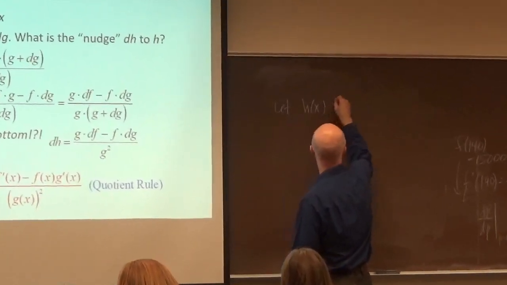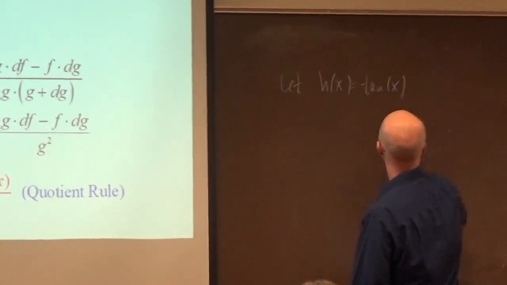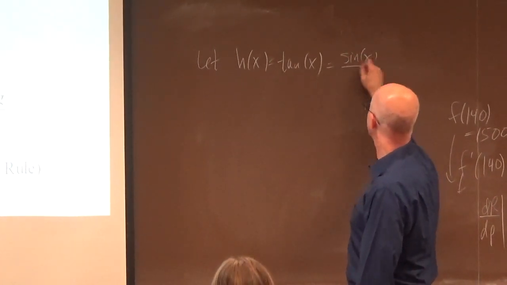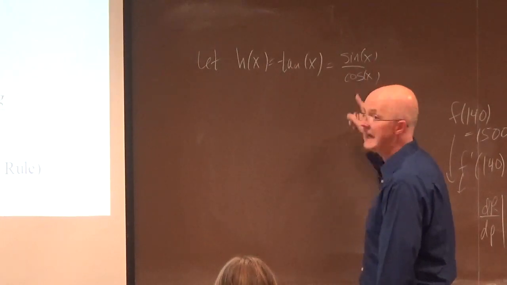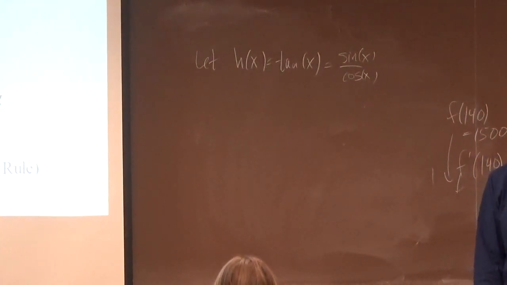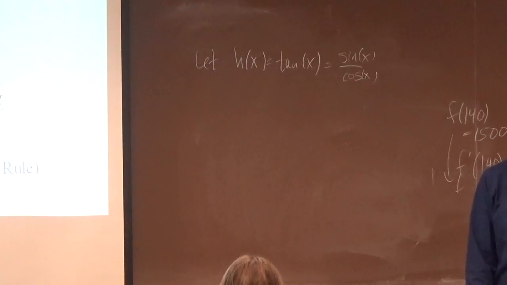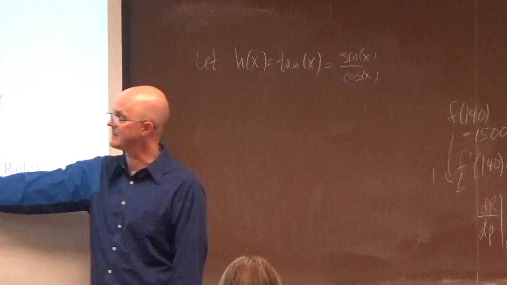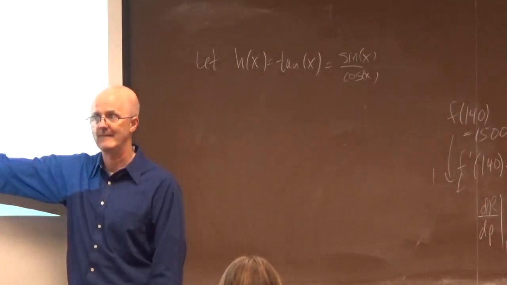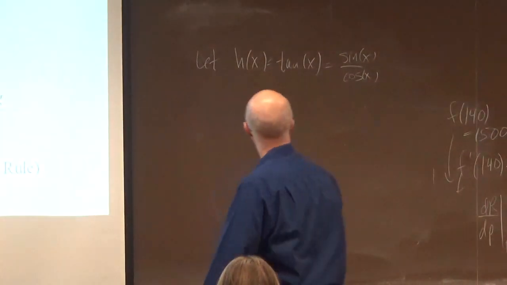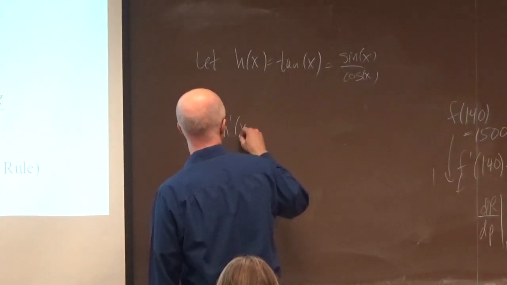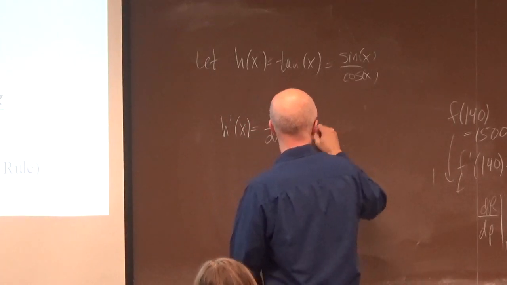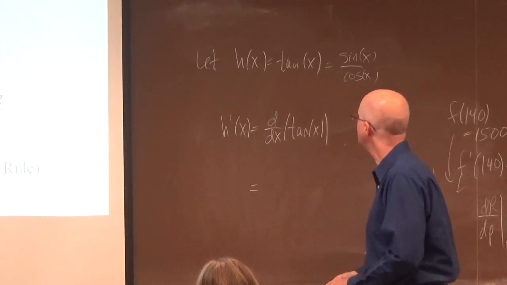Let h of x equal tangent of x. That's sine of x divided by cosine of x. That's the definition of the tangent. It's a quotient. We need the quotient rule, this new rule that you're, for the moment, just believing me about, but you can check all this. What's its derivative? What's h prime of x? Also written as d dx of tangent of x. Use this new rule, this quotient rule.